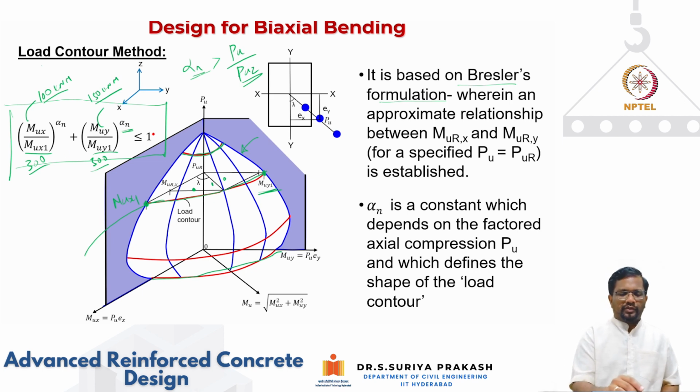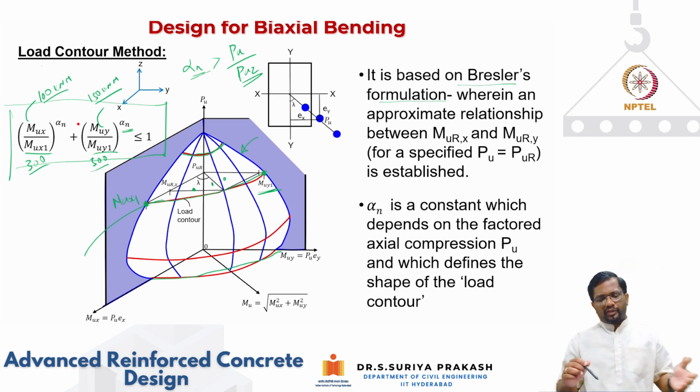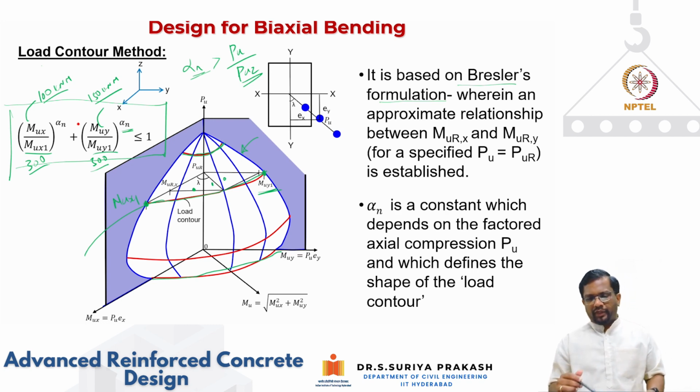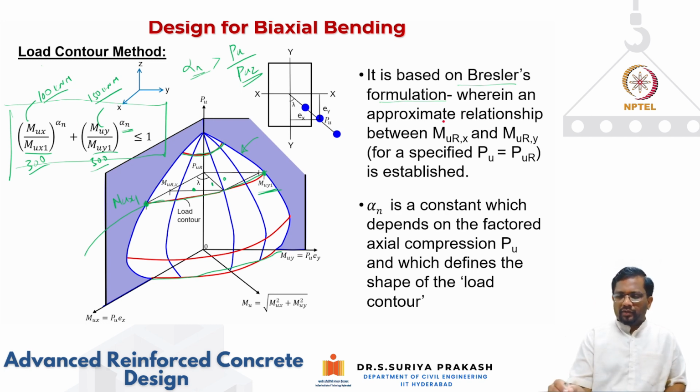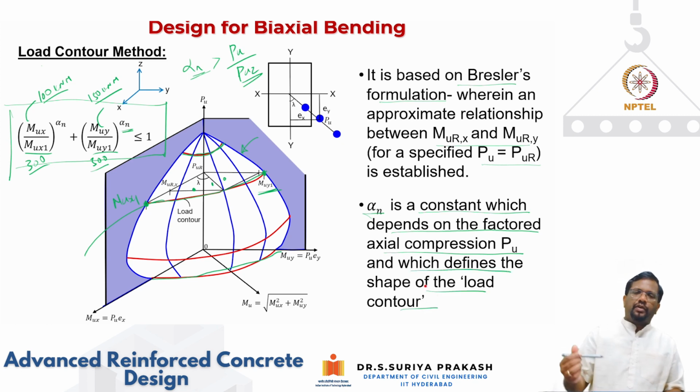Okay, so if you plug in this equation and the value is less than 1, those demands are actually within the surface. So an approximate relationship between the MUX and MUY for a specified value of PU is established. Now again, what is alpha n? We have discussed this. It is a constant which depends on the factored axial compression PU, and which defines the shape of this load contour. So that's why we call this a load contour.